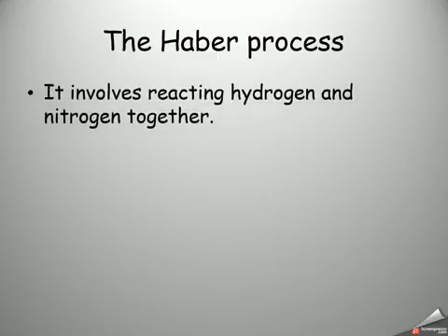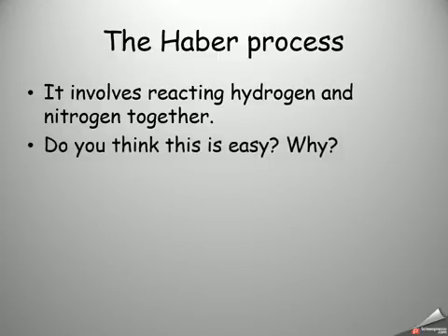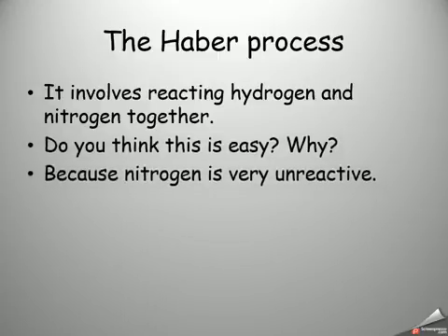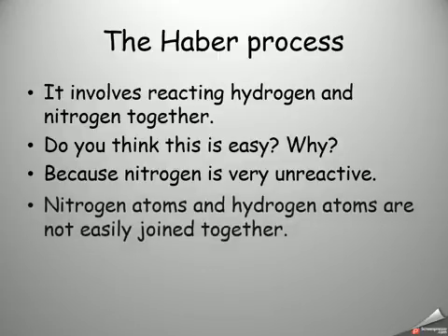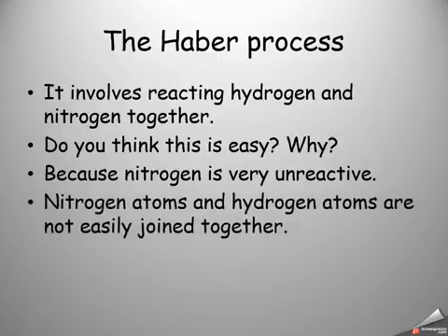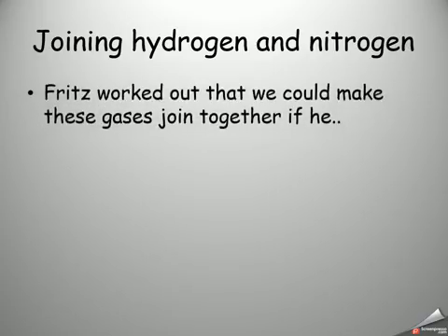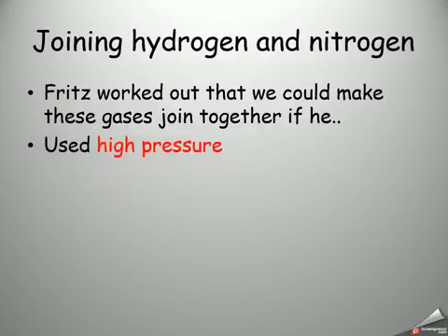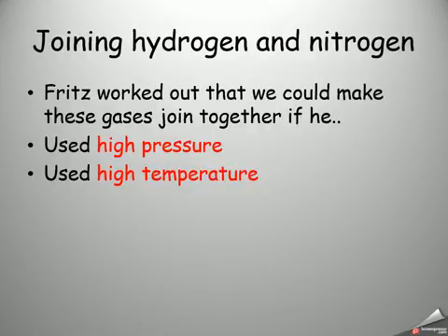So the Haber process involves reacting hydrogen and nitrogen together. Do you think this is easy? No, because nitrogen is unreactive. So nitrogen atoms and hydrogen atoms are not easily joined together. But he found a way that he can join the gases together. He could get nitrogen and hydrogen to react together if he used high pressure, and high temperature, and an iron catalyst.